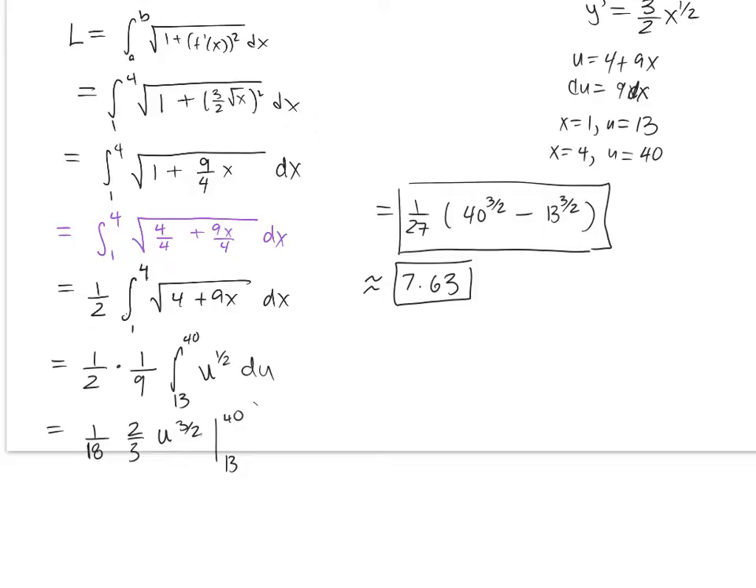Say that again? Oh, because you only have to look at the x coordinates. Is that what you're asking? Because I gave you the x and y coordinates. Kind of like when you do disc or shell, you'll only look at the x or the y, not both. It's the same kind of idea. Since we have x's in our equation, we're just looking at x's.